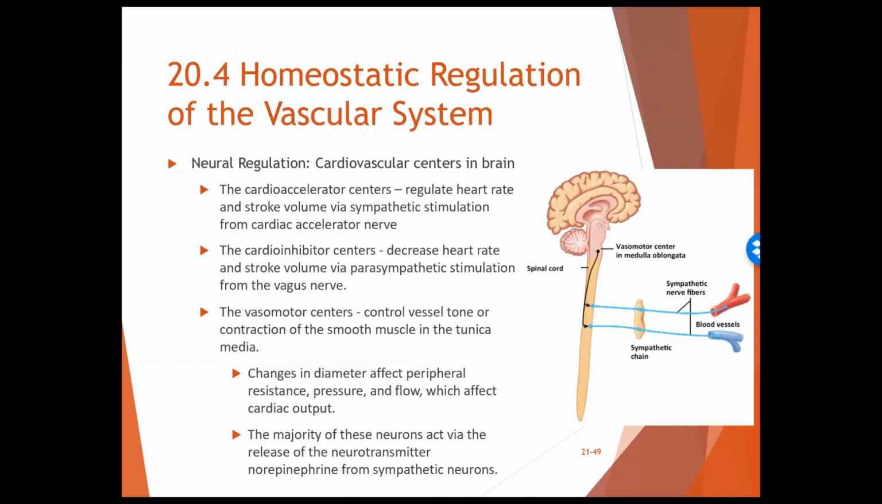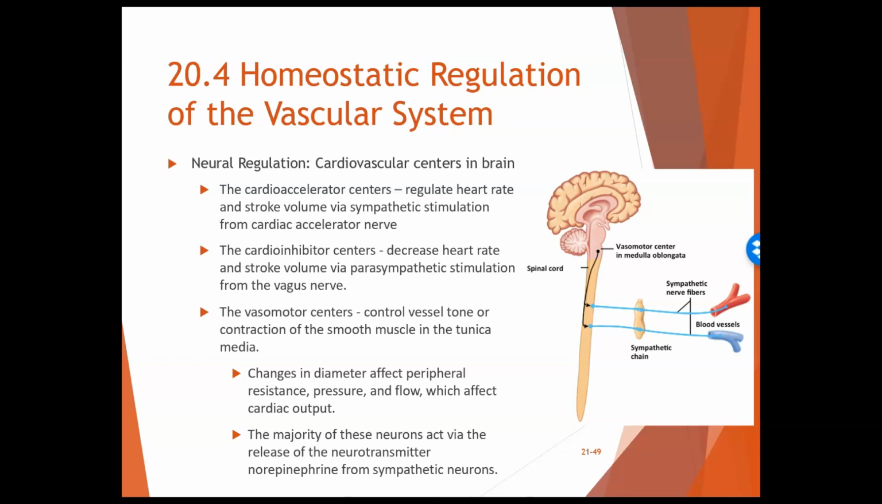Now let's go into section 20.4, which is on the hemostatic regulation of the vascular system. So we have neural regulation within our cardiovascular centers in the brain, which take place here at the vasomotor center in the medulla. In addition to our vasomotor center, we also have a cardio accelerator center, and that's going to help regulate our heart rate and stroke volume via the sympathetic stimulation from cardiac accelerator nerves.